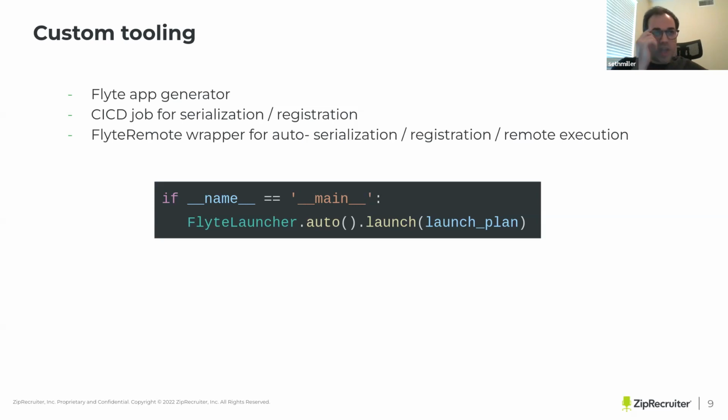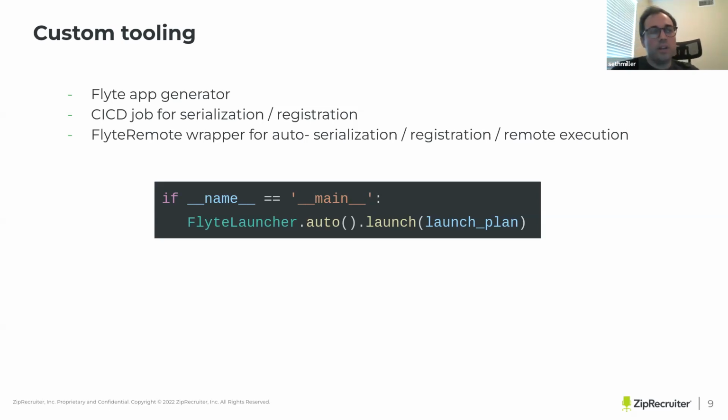So it was really painful for us. We had a script that would do the serialization and the registration of our tasks and workflows, but it was kind of an ugly script and hard to generalize for all of our different apps. Within our infrastructure, we map apps to namespaces, so every single app has its own namespace, with its own IAM roles and secrets associated with that namespace.